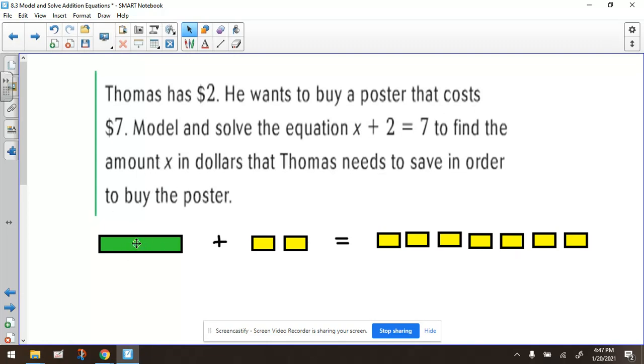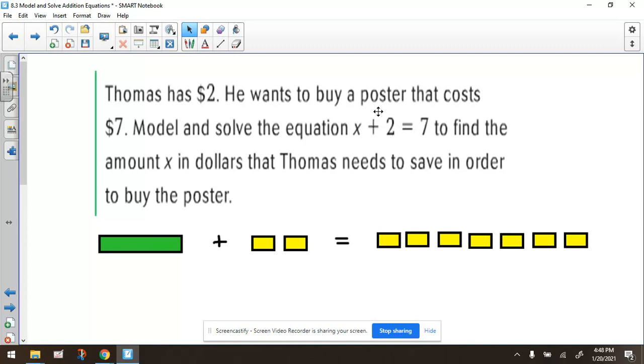All right, so we're going to use this green rod to represent x, and we're going to use these little yellow squares to represent whole numbers. So you can see we have 2. And then over here, you can see that we have 7 of the numbers. So x plus 2 equals 7. That's this equation right here.